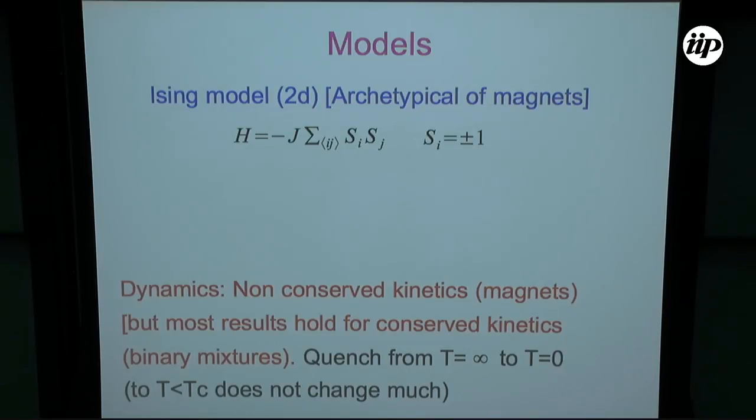In the following, we will consider the case where you prepare the system at infinite temperature and you quench to 0 temperature. This is because it's simpler, but basically nothing changes if the initial temperature is not exactly infinite and the final one is not 0, provided they are one above and one below the critical one.